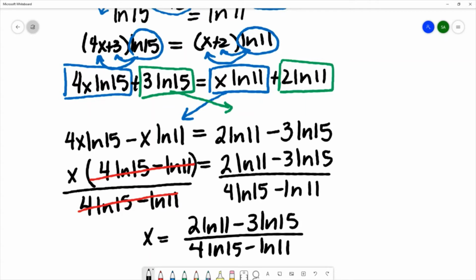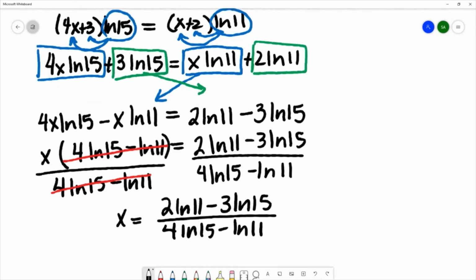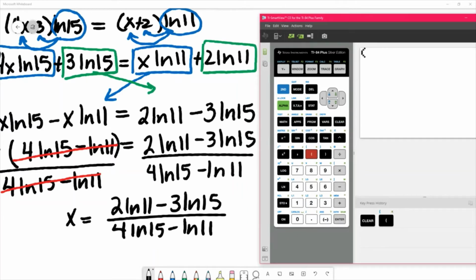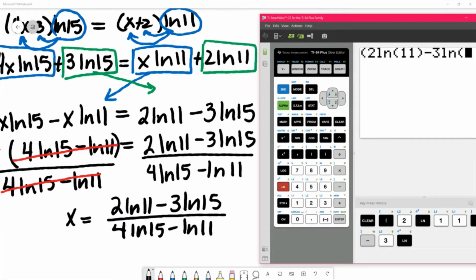Sometimes you might be asked to give an approximation, and so you can use your calculator to get that approximation. So let me pull up my calculator. Got my calculator opened up, and I want to type this expression in my calculator. I want to put parentheses around the numerator. We've got parentheses 2 natural log of 11 minus 3 natural log of 15.